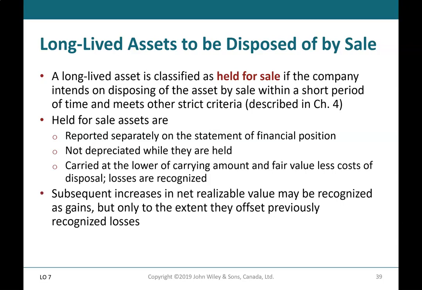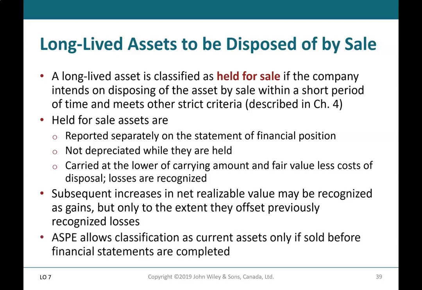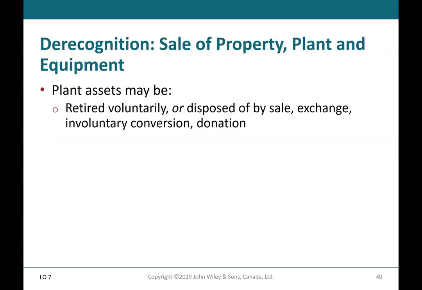Subsequent increases in net realizable value must be recognized as gains, but only to the extent they offset previously recognized losses. ASPE allows classification as current assets only if sold before financial statements are complete. Derecognition, sale of property, plant, and equipment. Plant assets may be retired voluntarily or disposed of by sale, exchange, involuntary conversion, or donation.